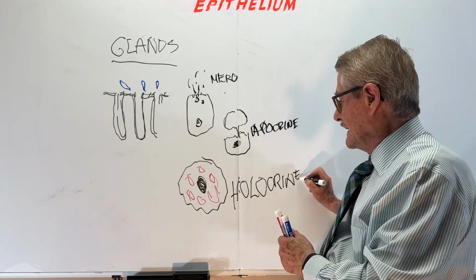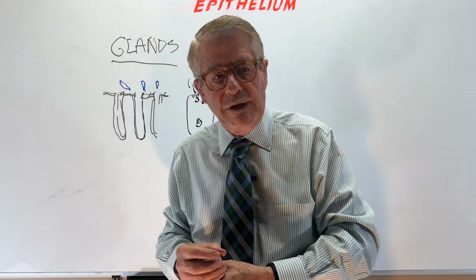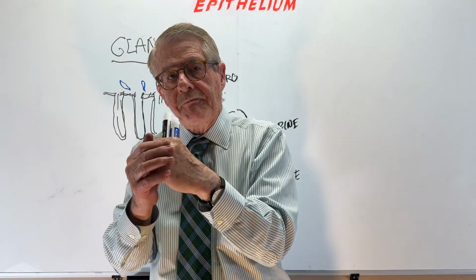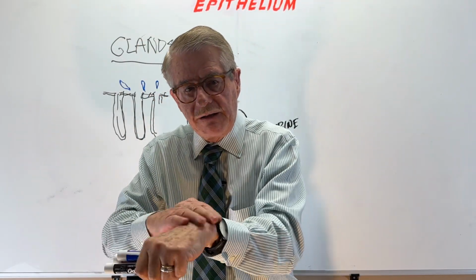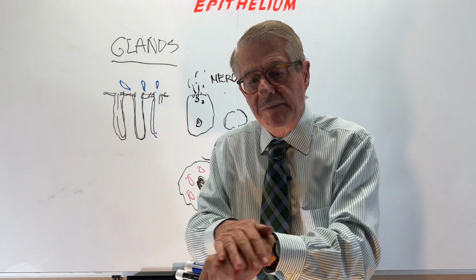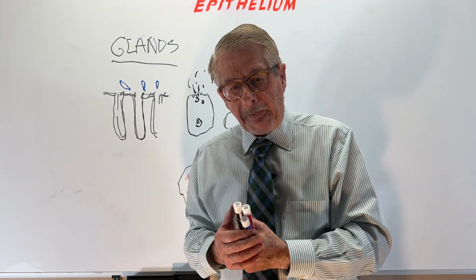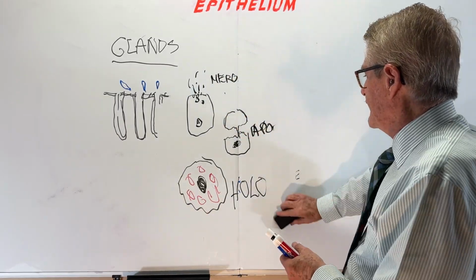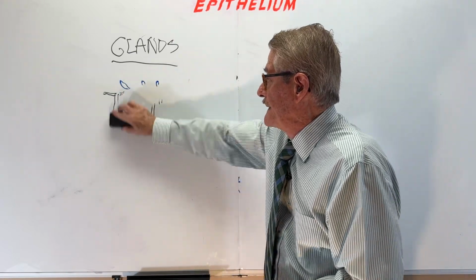Now, this kind of secretion is not common. The only one that I know is the sebaceous glands on the skin that are quite attached to the neck of the hairs, and the secretion itself is almost like a little bit of a cream that protects the skin.